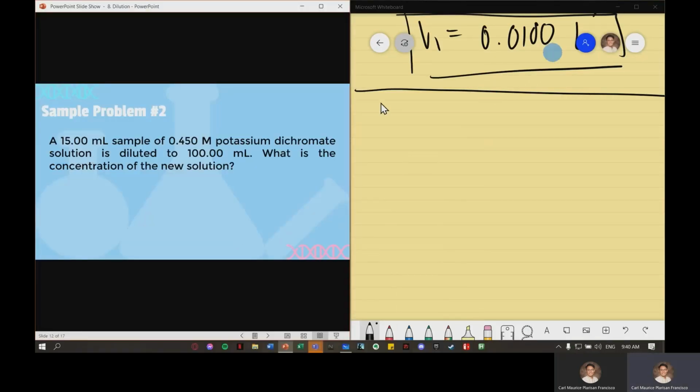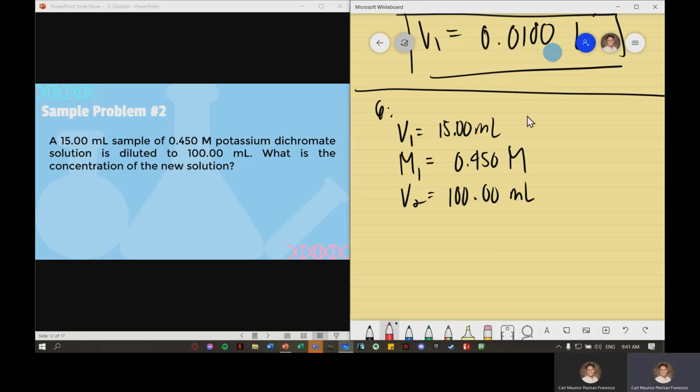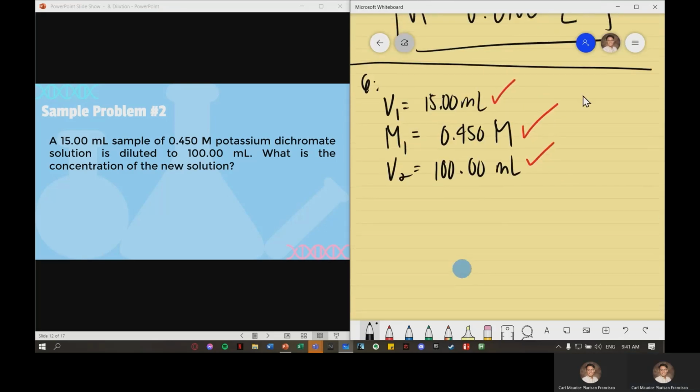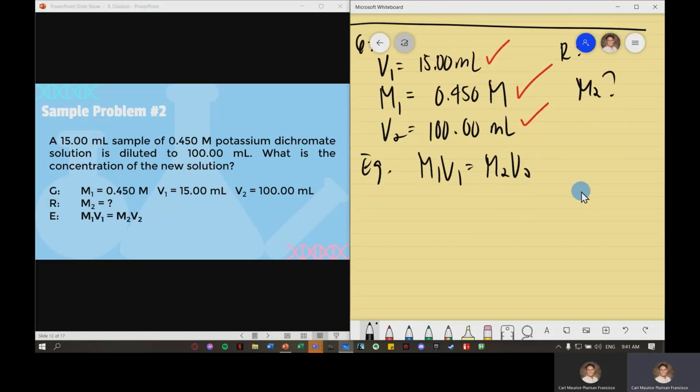Okay, so let me write the given. V sub 1 would be 15.00 milliliter. Initial concentration 0.450 molar. And then final volume, according to the problem, 100.00 milliliter. So my volumes have the same unit, and we have appropriate unit for concentration. The requirement is concentration, M sub 2. The equation would be M1V1 is equal to M2V2. Okay, I actually have the same given as that of the problem, same requirement and equation.